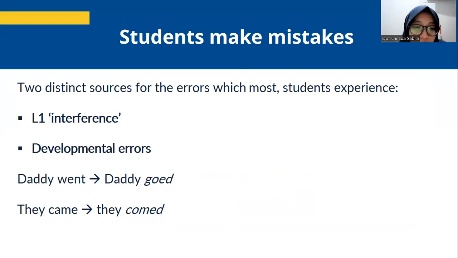And then developmental errors. For a long time now, researchers in child language development have been aware of the phenomenon of overgeneralization. This is best described as a situation where a child who has started by saying "Teddy went" later says "Teddy goed."